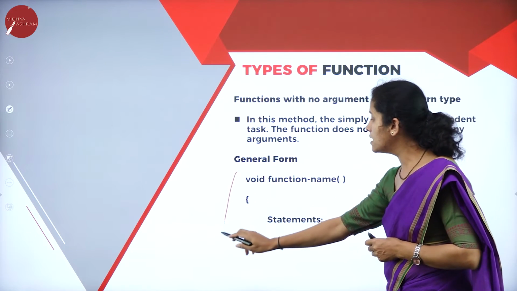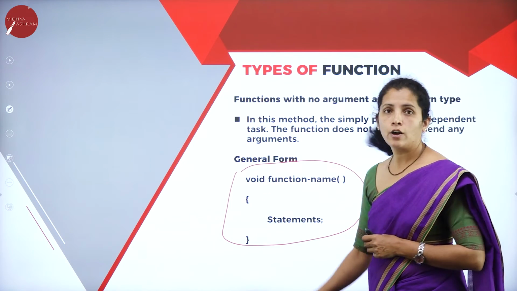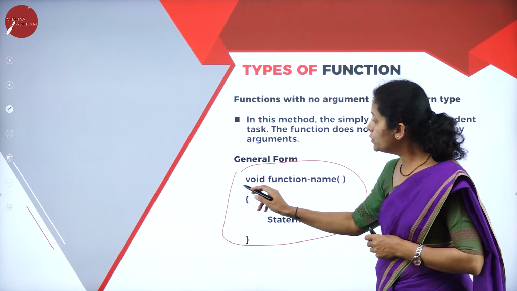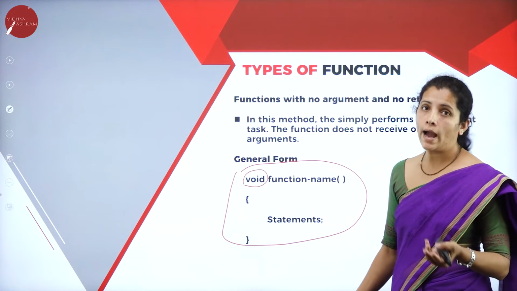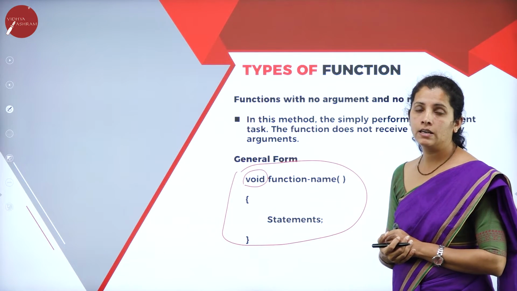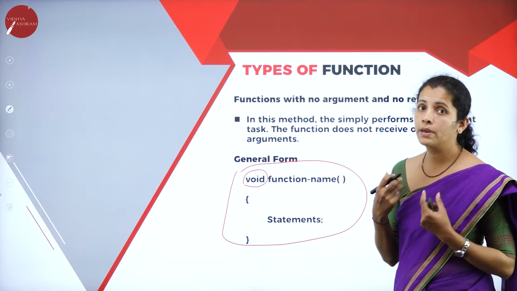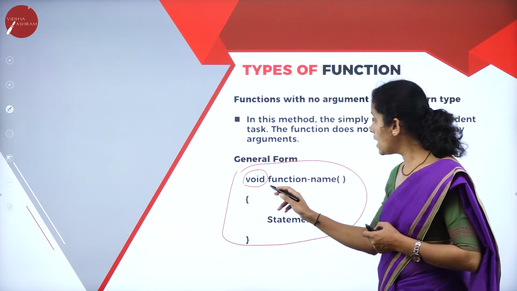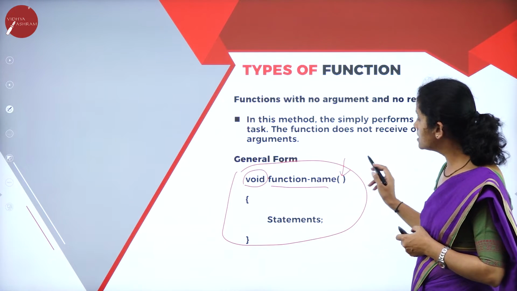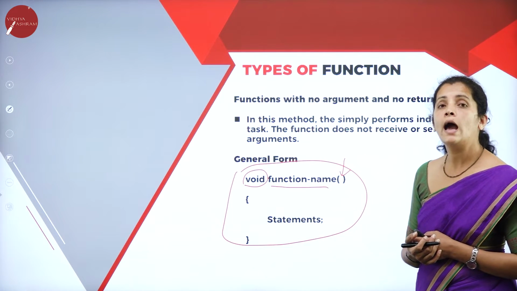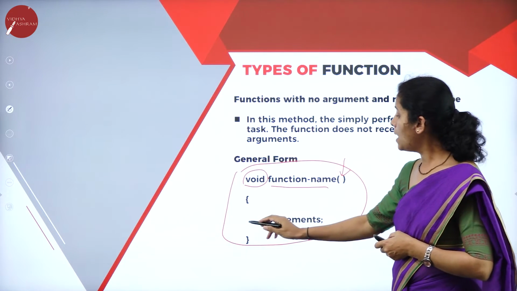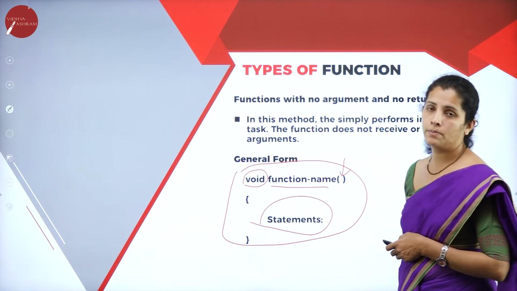So this is the general form I'm having. According to the function type name, I'm not going to return any value. So for that reason, the data type here is void. The return type here is void, and I'm going to have the function name, and this function does not receive or accept any arguments, and I'm going to have the statement.